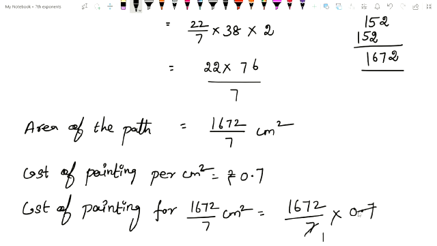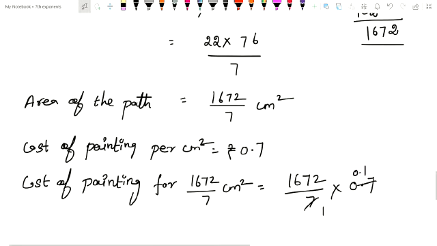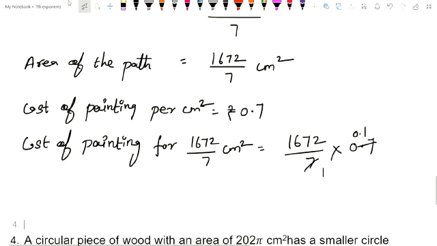7 ones are 7, 7 ones are 7. When we multiply by 1, we get the same number only. Here 1 decimal is there, just keep it. So 167.2. 2 means 20 paise. So rupees, we are saying 167 rupees 20 paise. Okay, so this is the answer.